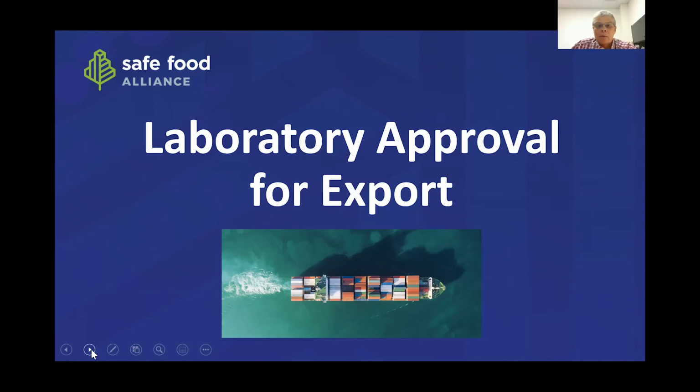I agree. All right, let's keep rolling here. A little bit about laboratory approvals for export. I found that fantastic picture above of a container ship moseying through the ocean. I thought it was pretty cool.